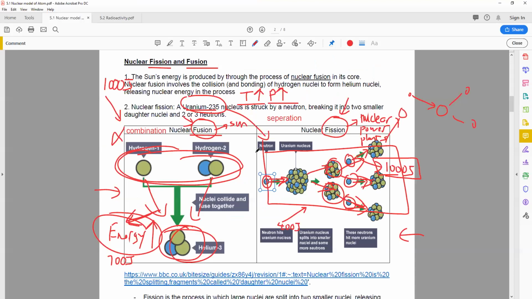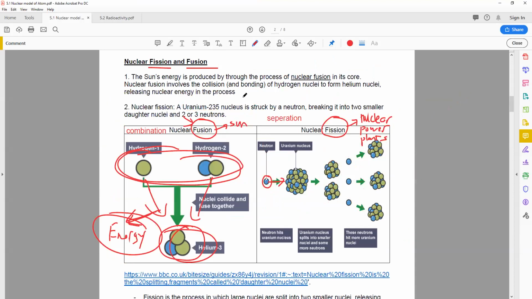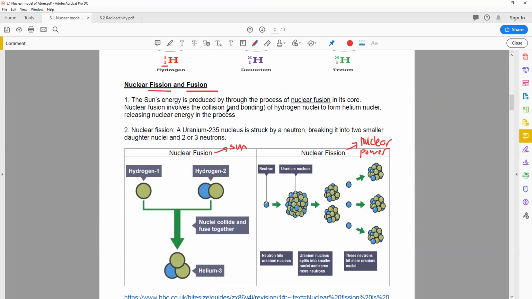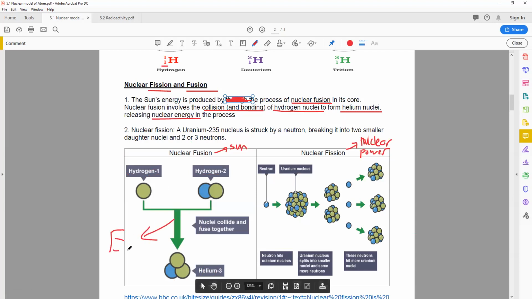Okay, so if you look at all the things that I've mentioned just now, right now it's just the structured format, guys. The sun's energy is produced through the... I must be a bit drunk when I type this. The sun's energy is produced by the process of nuclear fusion in its core. Nuclear fusion involves the collision and bonding of hydrogen nuclei to form helium nuclei, right? Releasing nuclear energy in the process. Like I mentioned, this here actually releases a lot of energy.